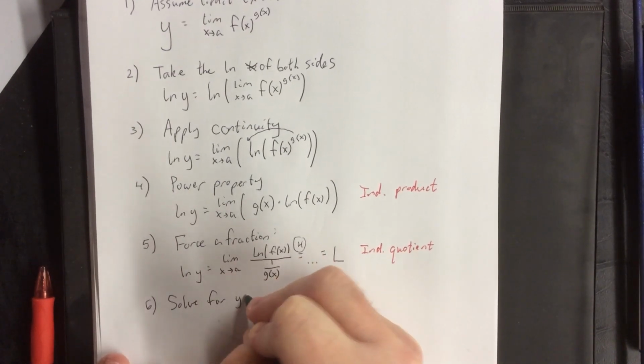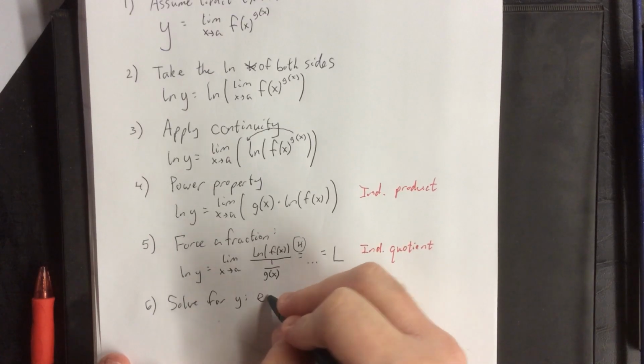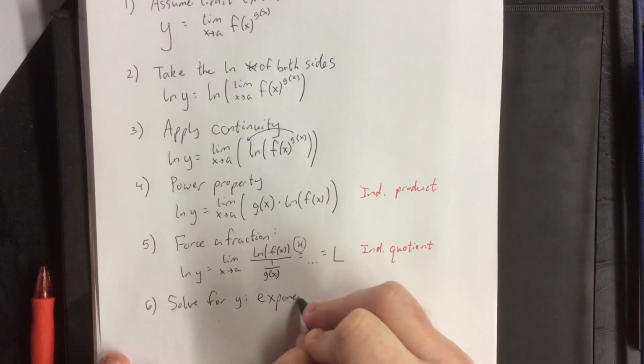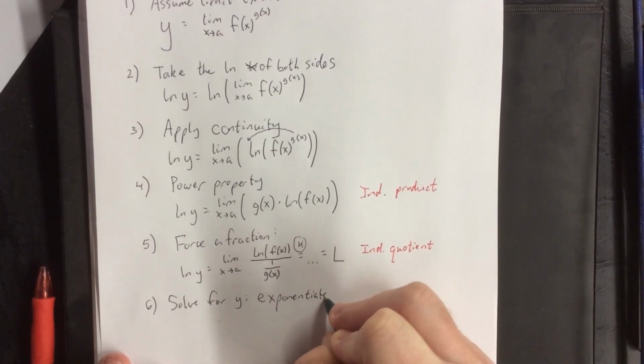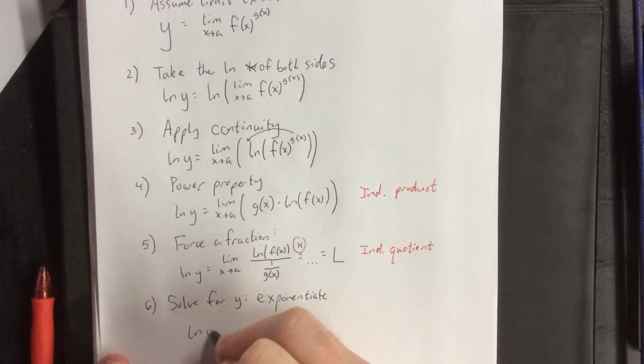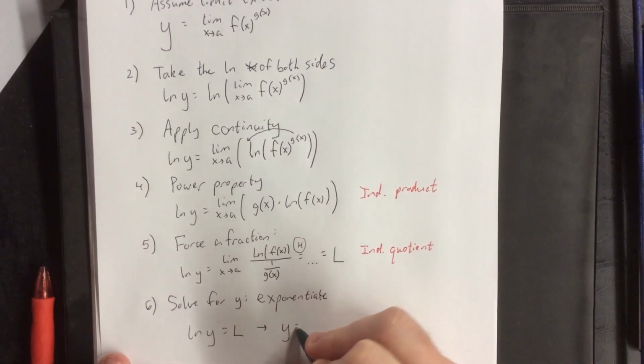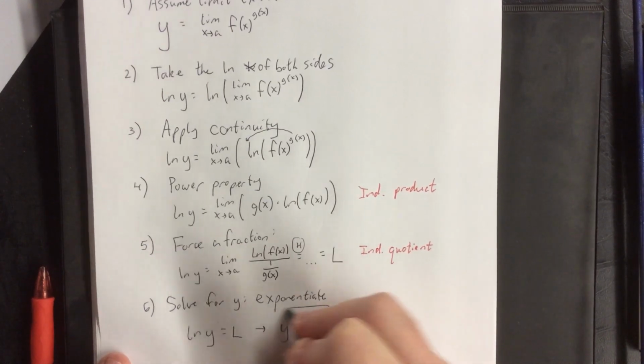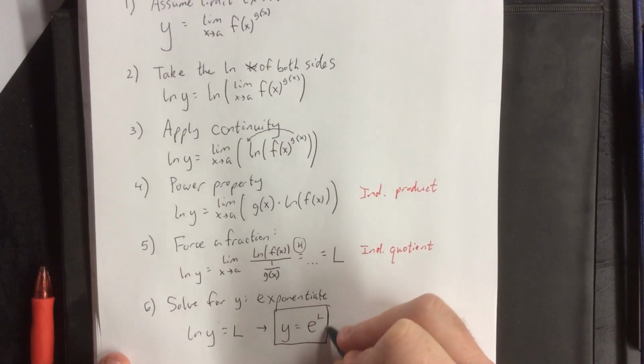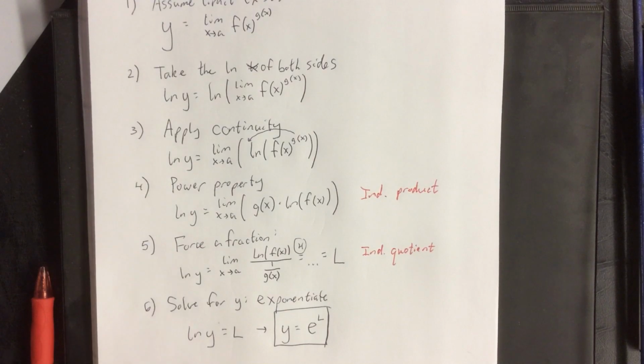Solve for y, which is either a conversion into exponential form, or we can simply say exponentiate both sides. So natural log of y equals L is equivalent to the statement y is equal to e raised to the L power. That is what you're going to see as your final answer. Expect to see lots of final answers that take the form e raised to a power as you're working on these problems. We'll do a couple examples in the next video.